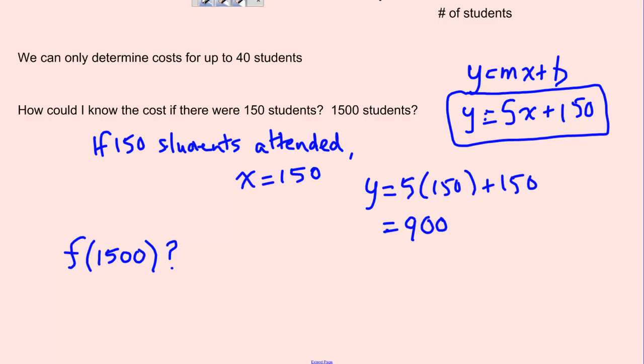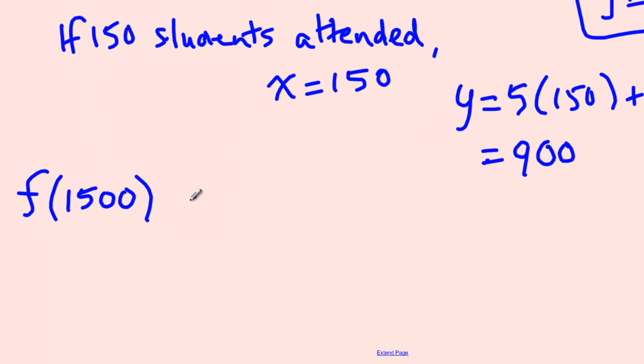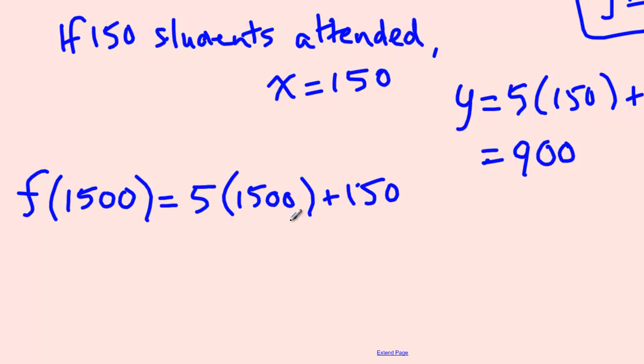Well, we could say that the function when x is equal to 1,500 equals 5 times x, which was 1,500, plus 150. And when we multiply this out, we get 5 times 1,500 is 7,500, plus 150 is 7,650.